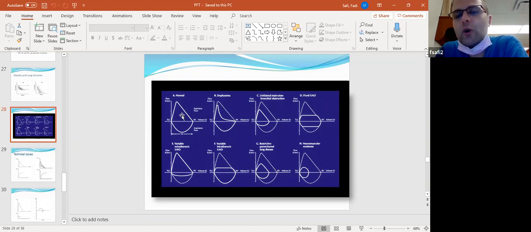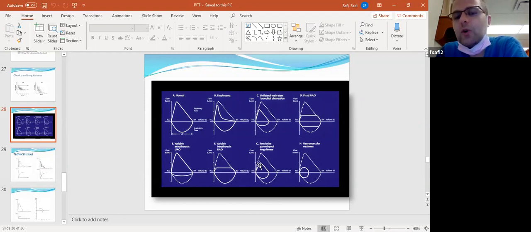So this one here, normal. This one here, emphysema, because the inspiration is normal, but the expiration is obstructed. This one here is restrictive lung disease. Why? Because the inspiration and expiration look normal, but they are all shrunk in size. So that's restrictive lung disease, obstructive lung disease, normal.